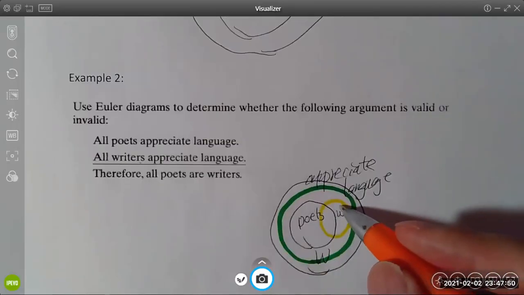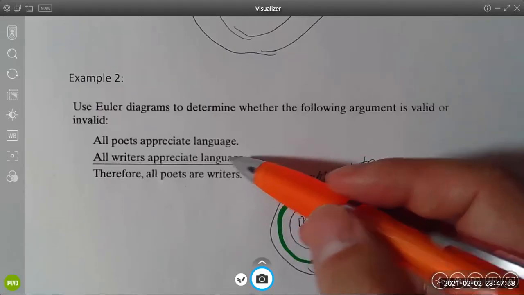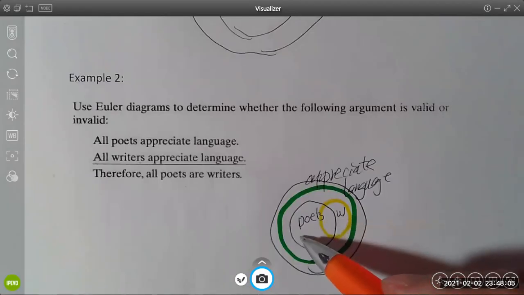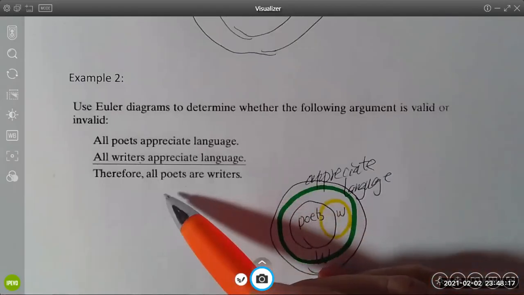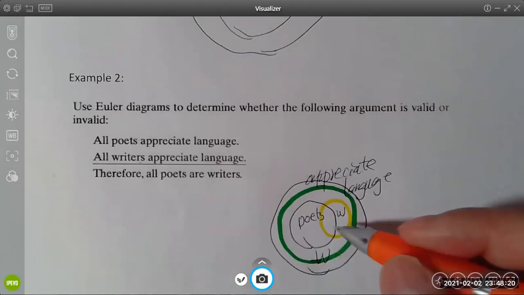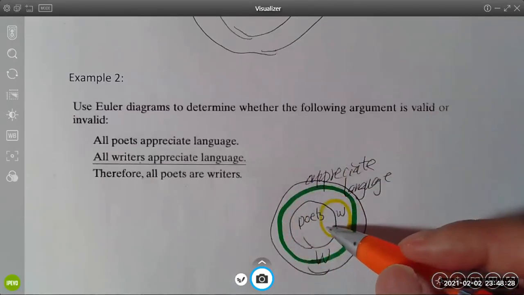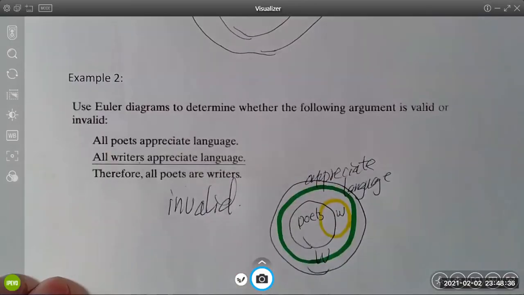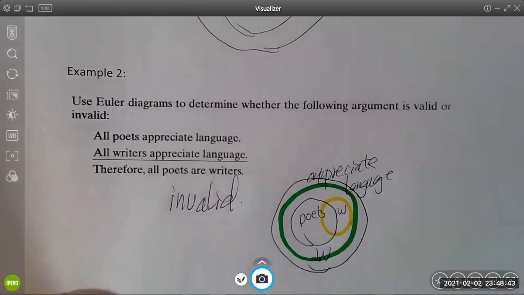But if I draw this writer circle this way, which is still inside the appreciate language circle, that means I didn't draw it wrong. I'm still consistent with the second premise. But in the relation between points and the writer circle, there's a problem. In this case, this point circle is not entirely inside the writer circle, so you cannot claim all of the points are writers. That's not a conclusion according to this drawing. So that means this one is invalid, because according to a different way to draw the second premise, we cannot draw the same conclusion. That means this one is invalid. So in an invalid argument, you can draw two different conclusions based on how you draw the second premise.